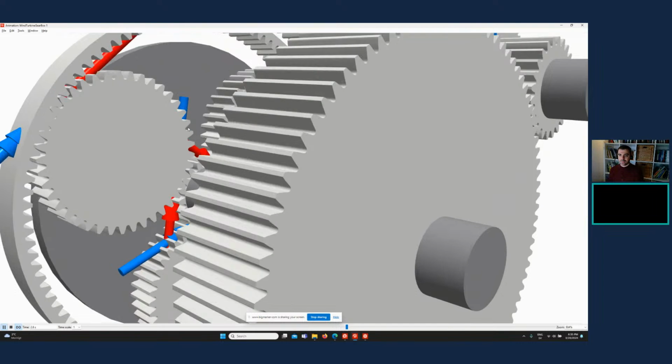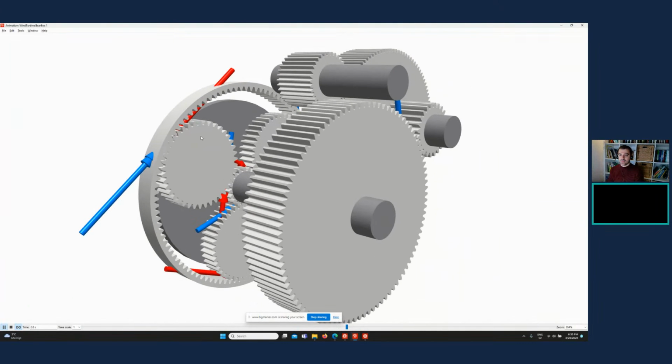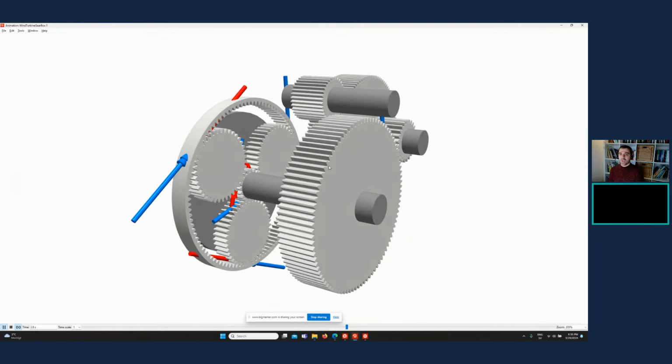And then I assume you can turn these on and off. You don't have to see them all because now it's like a lot of forces, right? So can you control that in some way?